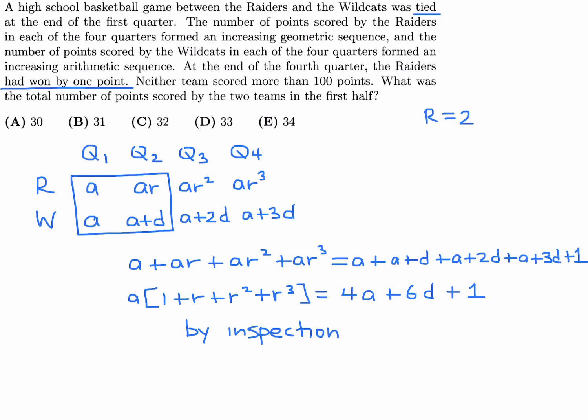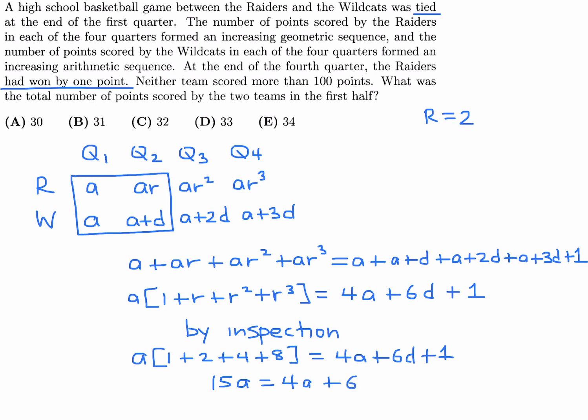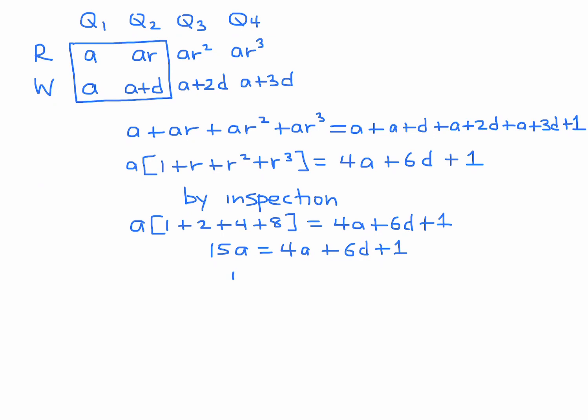If R is 2, let's see what happens. If I sub R equal to 2, I get 1 plus 2 plus 4 plus 8. And this doesn't really change, 4A plus 6D plus 1. But this becomes, let's see here, 15A. 15A is equal to 4A plus 6D plus 1. And that becomes 11A is equal to 6D plus 1. Now let's see what we can substitute to get integer solutions.